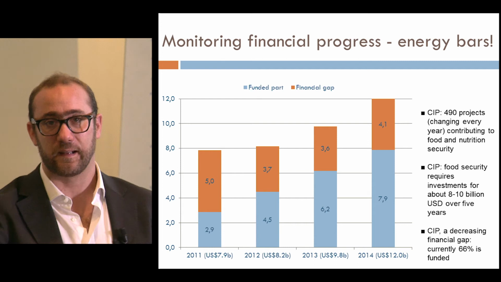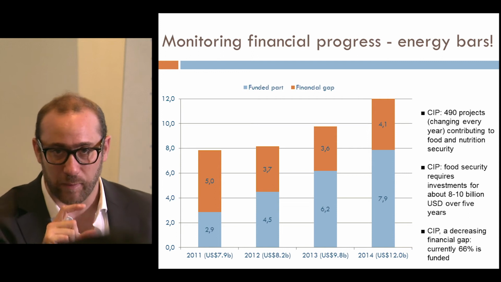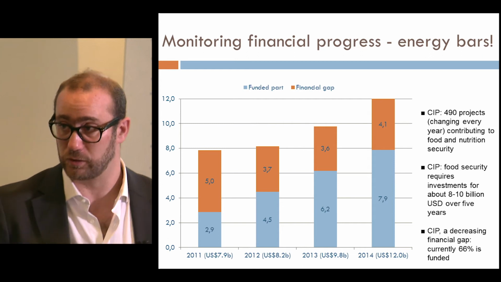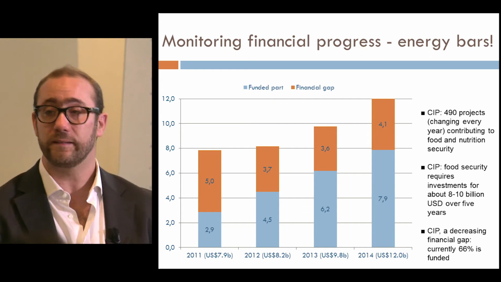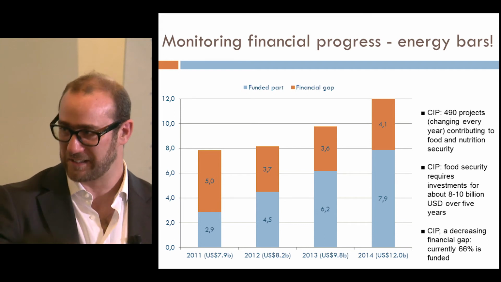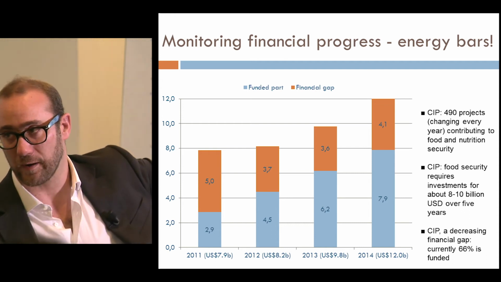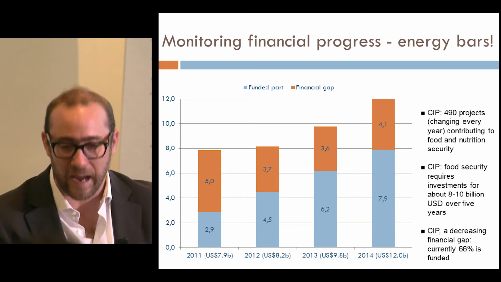Now look at the last bar on the right, 2014. We have a funded part which is 7.9, which means that in the course of the years it was possible to fund the entire financial gap. Of course, during the course of the year, new ideas and new needs come into the picture, so the gap is still there. Still this 4.1 billion, which is the top part of the right side column. The gap is still there, but after 4 years, the entire CIP budget was funded.